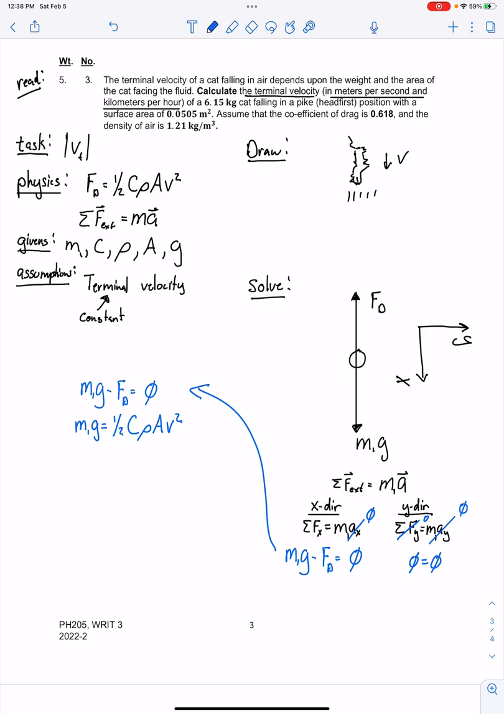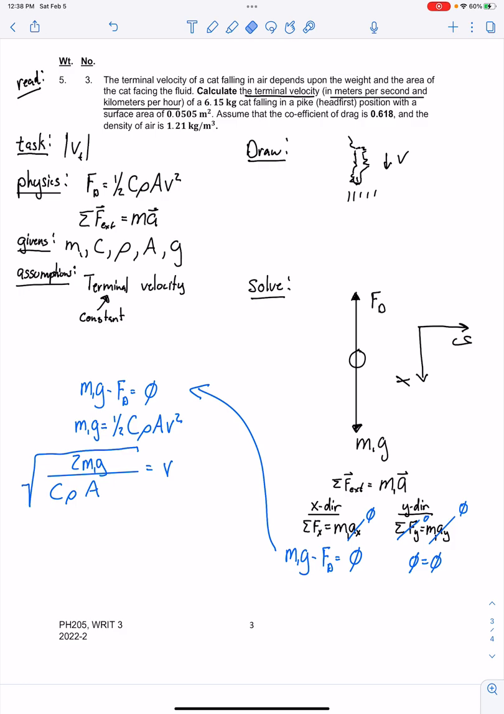This is simple algebra at this point. We're just solving for V. So we multiply the 2 up. We're going to divide by C, divide by rho, divide by A. And we're going to get 2 times M1G divided by C rho A is equal to V squared. And then we take a square root of both sides.